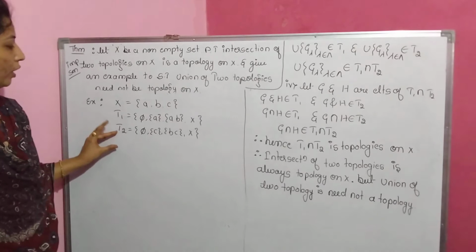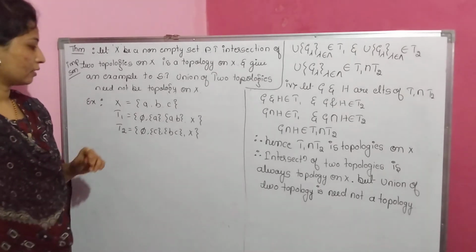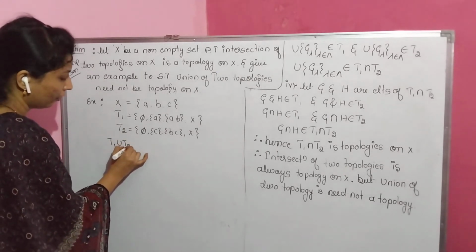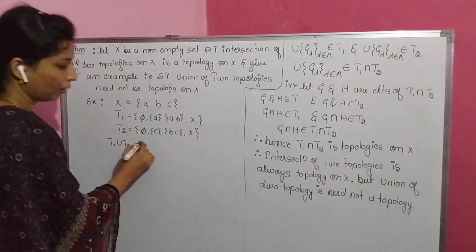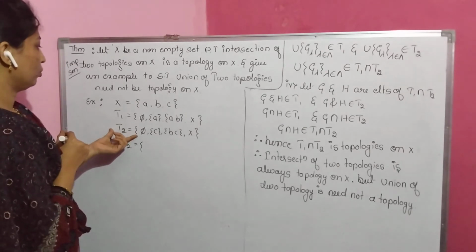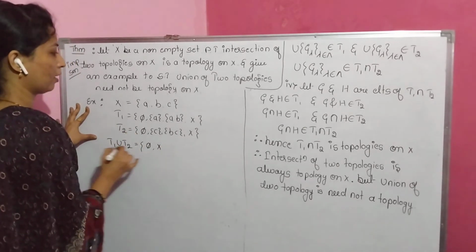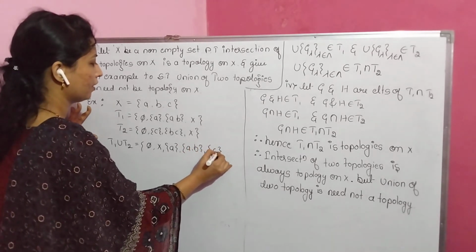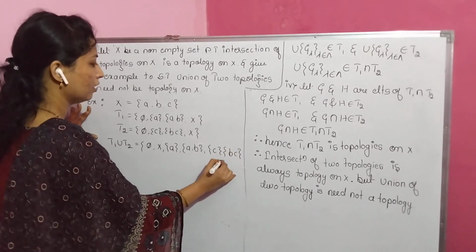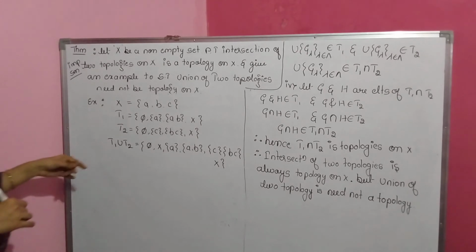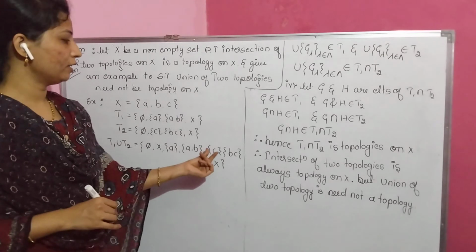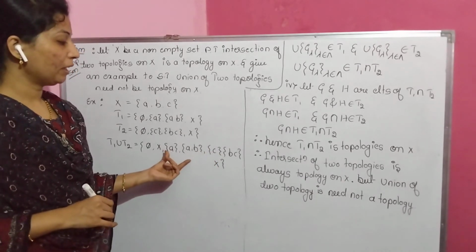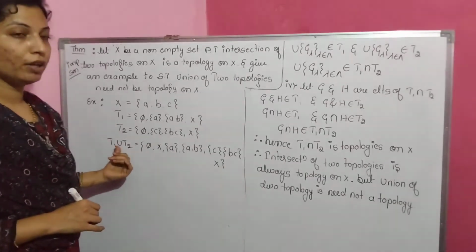Here we have to show that T1 union T2 need not be a topology on X. If I consider T1 union T2, then its elements are the empty set, X, {A}, {A,B}, {C}, {B,C} and X. Okay, here the element A union C, the members of T1 union T2, A union C is the set {A,C}, but this set {A,C} does not belong to T1 union T2.